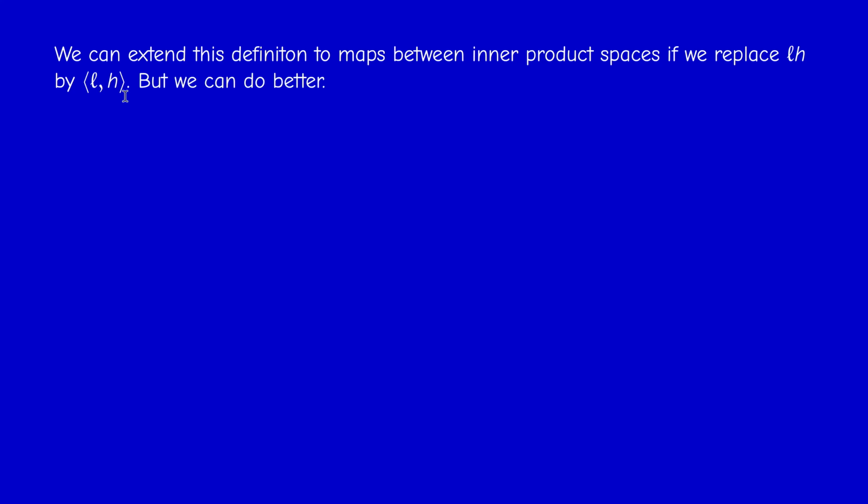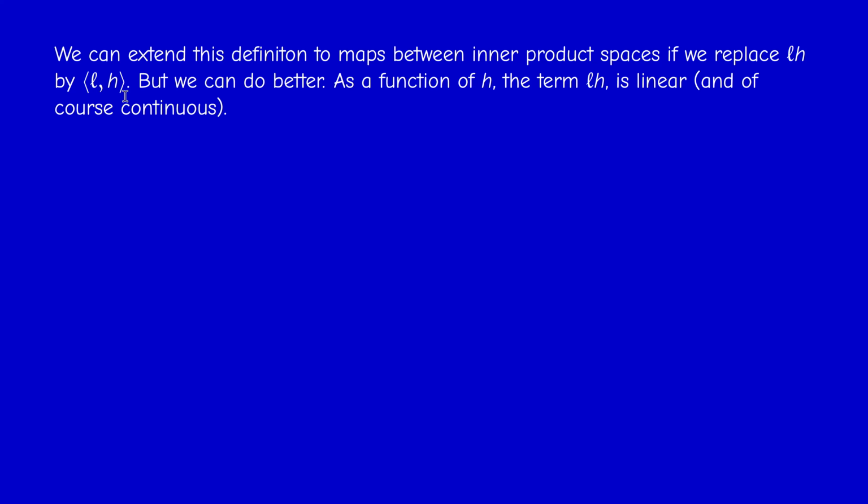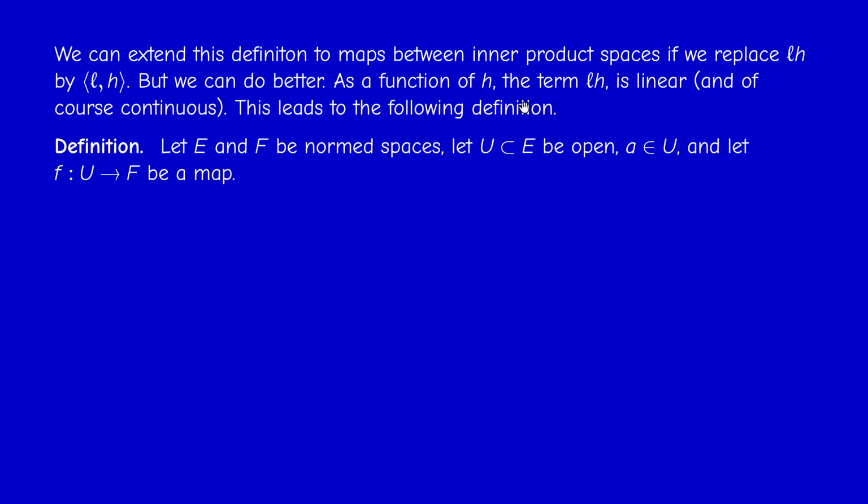But we can do better actually. We don't need just to work in inner product spaces. We can work in any normed space. The term Lh, which is the linear term approximating the function locally, is actually, as a function of h, linear and of course continuous. So this is the idea now. Okay? So now we are led to this definition.